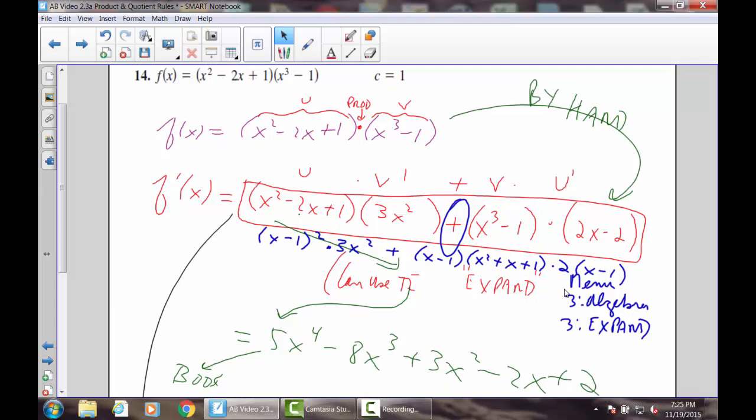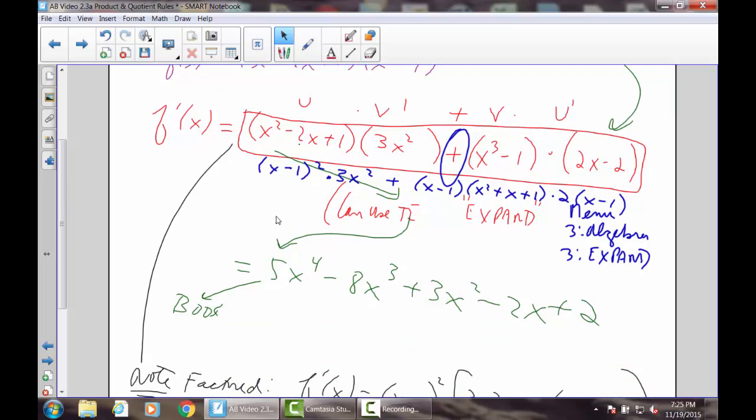So what you can do if you want is just get to this point right here and then just do menu, 3 for algebra, and 3 expand. So you have expand, and then in the big parentheses you'd have this expression, and the calculator will give you this. Now, you'll notice underneath here I factored, and over here I factored out the 2 from the x minus 1. I also factored the difference of 2 cubes.